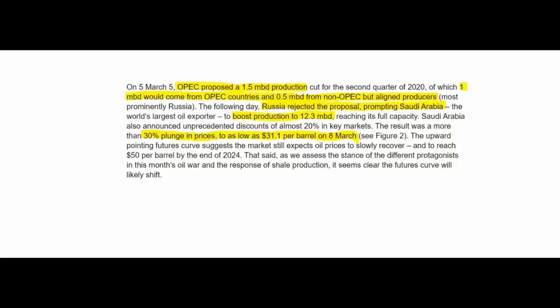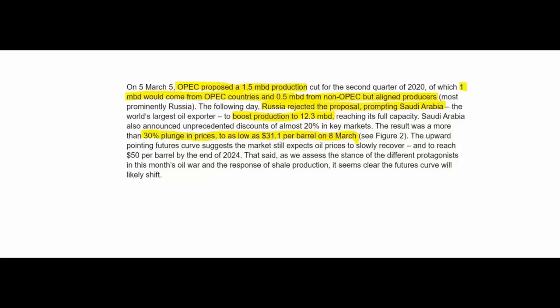So on March 5th, OPEC proposed a 1.5 MBD production cut. Now MBD is just a unit to measure the oil produced in terms of barrels. MBD is million barrels per day, and it's equal to 1000 KBD, thousand barrels per day. So they proposed a 1.5 MBD production cut for the second quarter of 2020, out of which 1 MBD would have come from OPEC countries and 0.5 MBD from the non-OPEC countries.